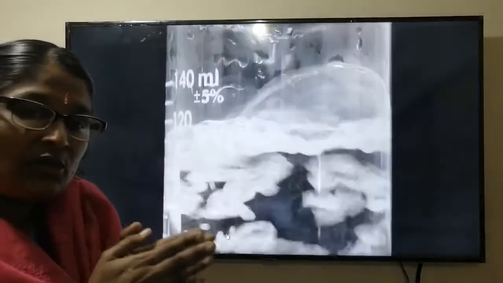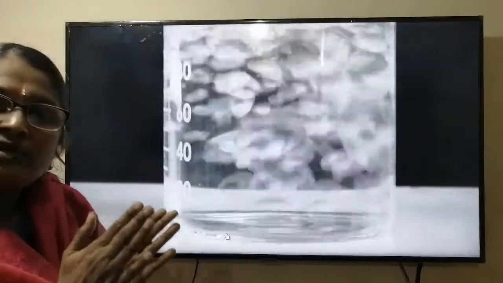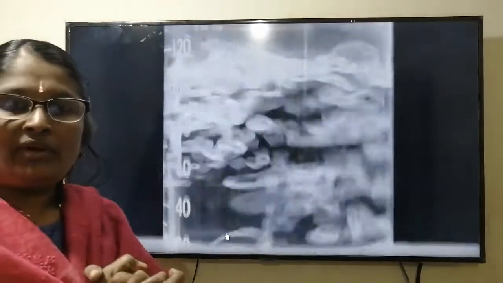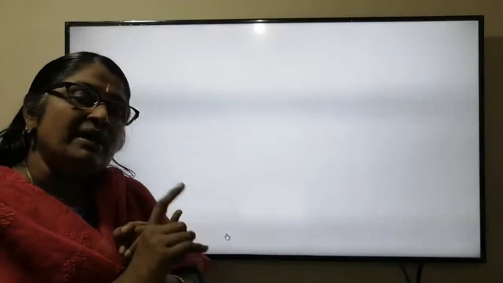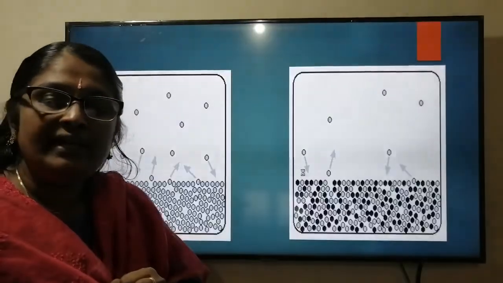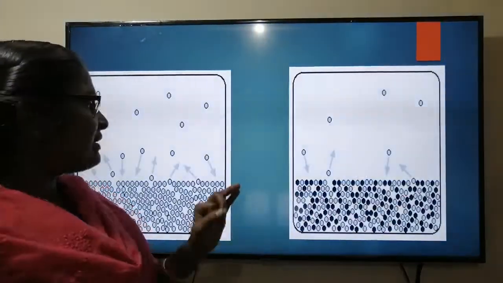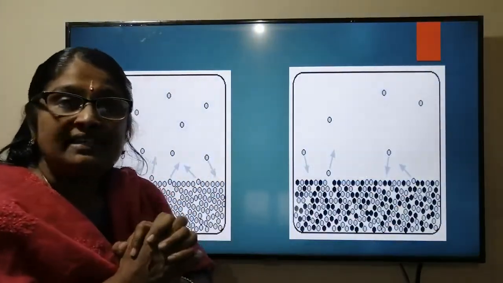So a liquid boils when its vapor pressure becomes equal to the atmospheric pressure. When the vapor pressure of a liquid equals the atmospheric pressure, at that temperature the liquid starts boiling. So that is what is meant by boiling point. It's clear what boiling point is. This is the temperature at which the vapor pressure of a liquid becomes equal to the atmospheric pressure.